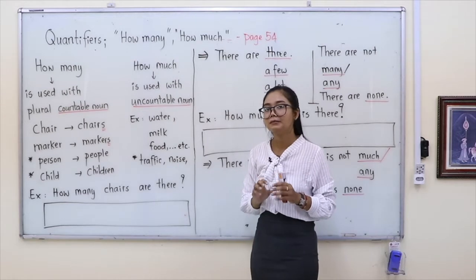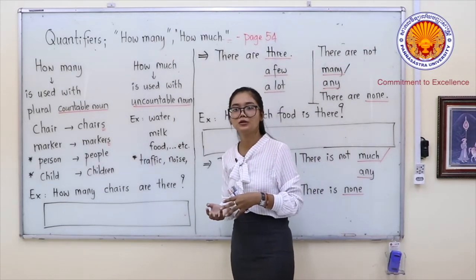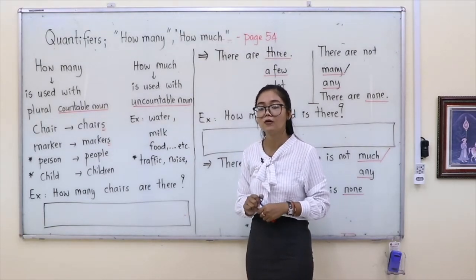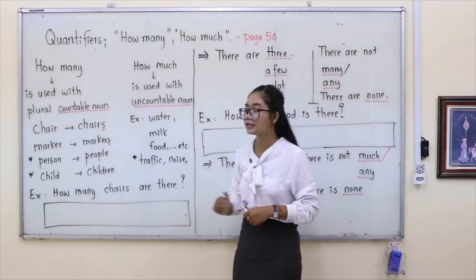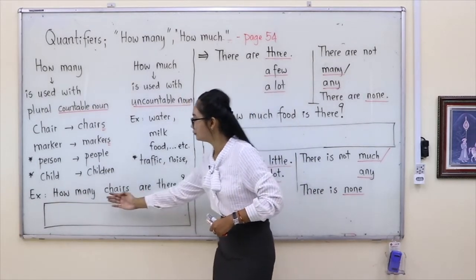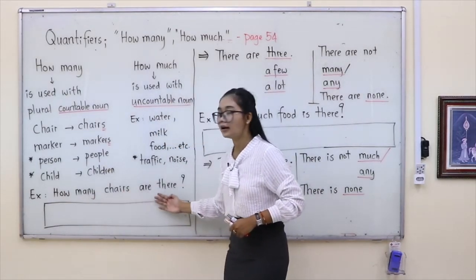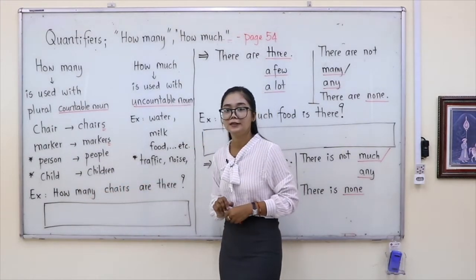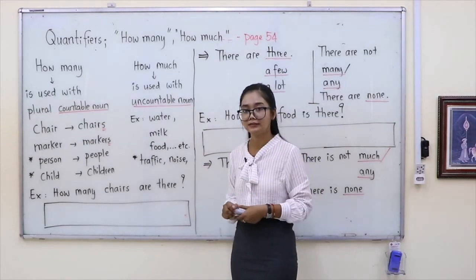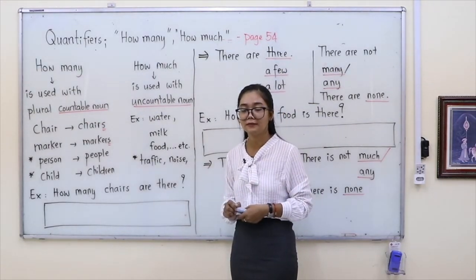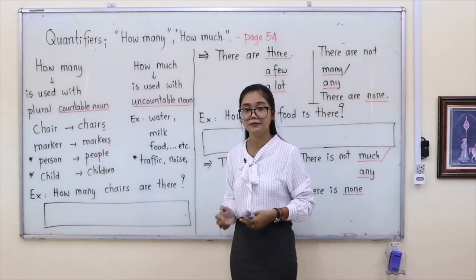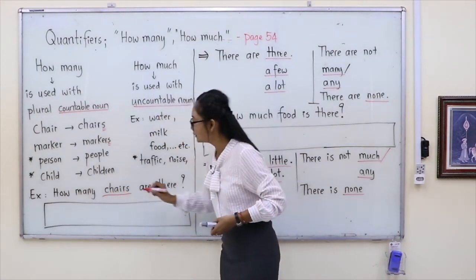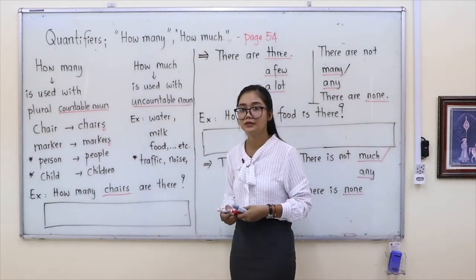Alright everyone, so at the moment we have learned which noun we use with how much and how many. Now let's find the forms of how much and how many. First, I want you to look at an example. How many chairs are there? As we learned earlier, what do we use with how many? We use a plural countable noun. Can you find it? Very good. The plural countable noun is chairs. Chairs takes the plural form.